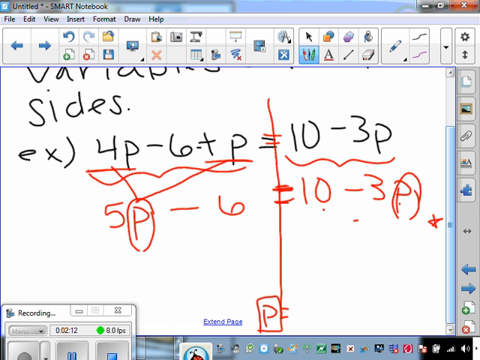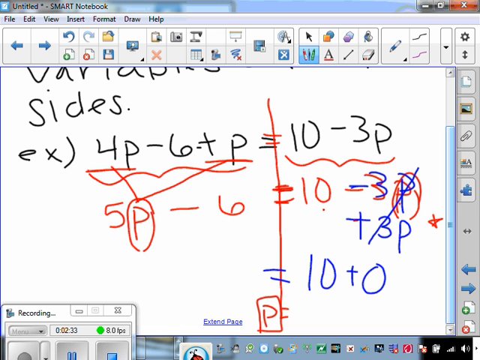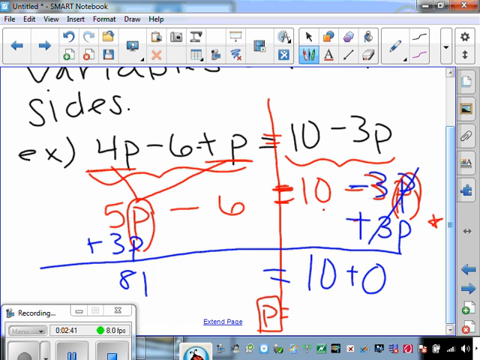And to get rid of them, we do the opposite, just like we've been doing with our constants and coefficients. If I have a minus 3p here, how do I cancel that? How do I get rid of it? I do the opposite. I do plus 3p. Negative 3p plus 3p goes to 0. I have 10 plus 0 left there. But what I do to this side, I have to do to the other, so I have to add 3p's here also. So then I'm left with 8p minus 6 equals 10.